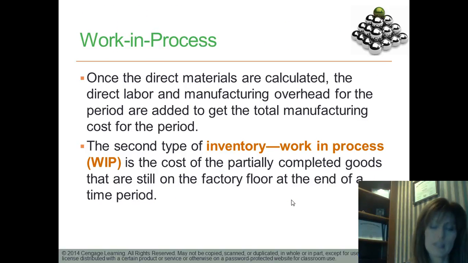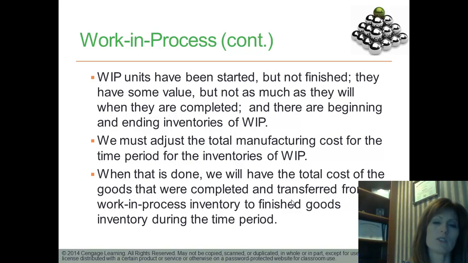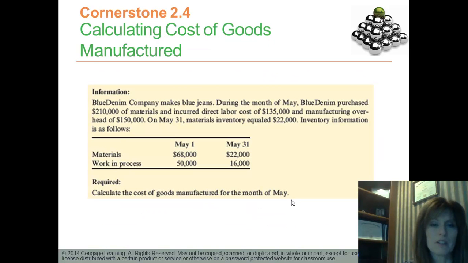Now, obviously, in a period of a month, we don't always finish everything we've started, so we have something called work in process. Work in process is partially completed goods, stuff that we started but didn't finish before the accounting period closed. Work in process has some costs assigned to it, but not all of the costs, so it can get a little confusing as to how we treat it. We have to adjust the manufacturing costs at the end for work in process, and we'll get into that later. For now, just remember that we don't finish everything that we start.